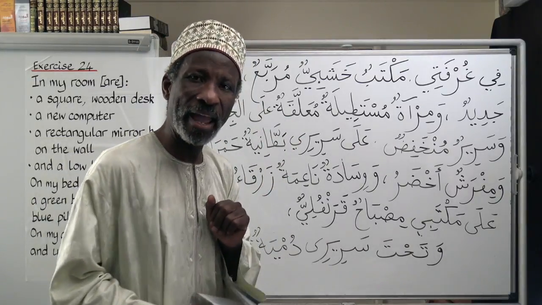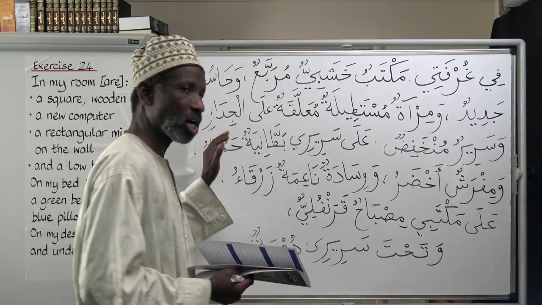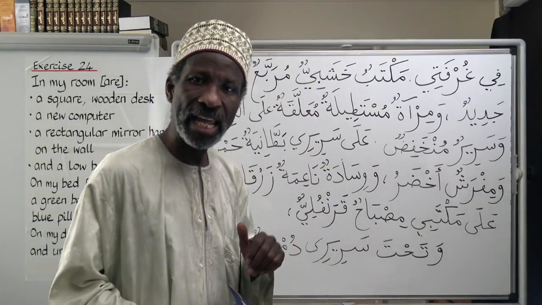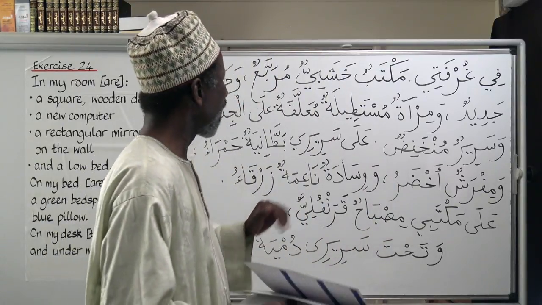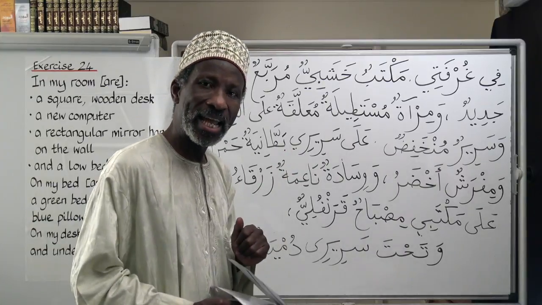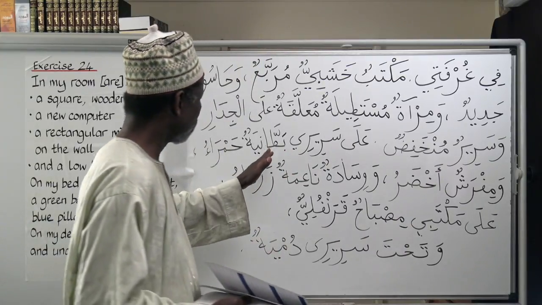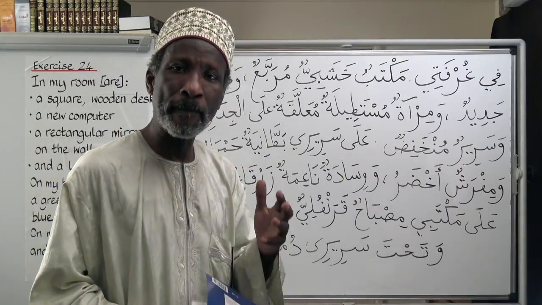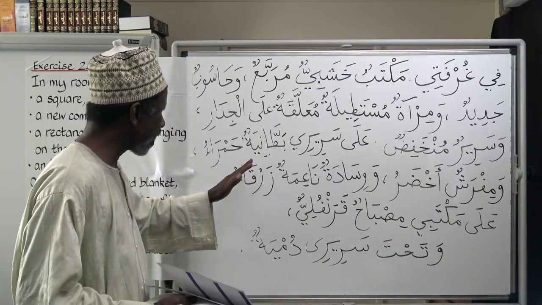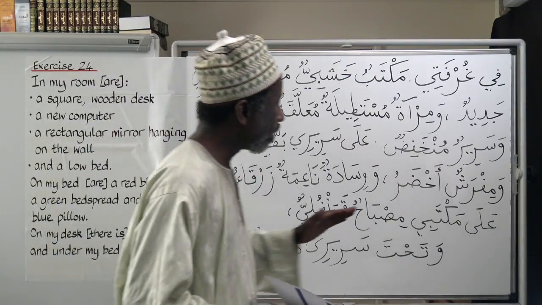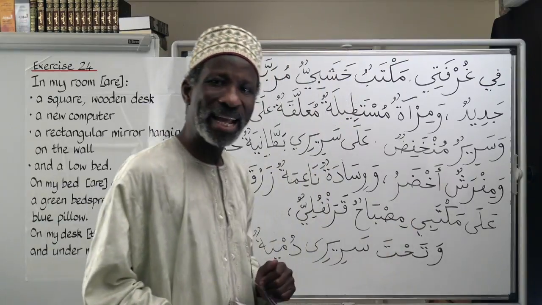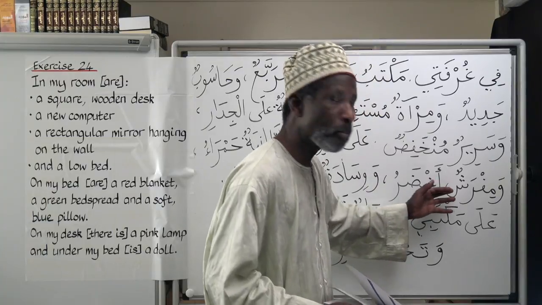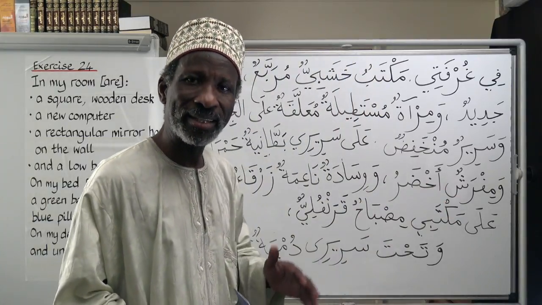معلقة, hanging على الجدار, on the wall. وسرير منخفض, a low bed. على سريري, on my bed, بطانية حمراء, a red blanket. ومفرش أخضر, and a green bedspread.